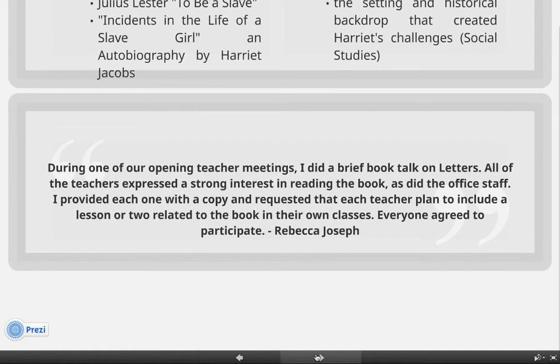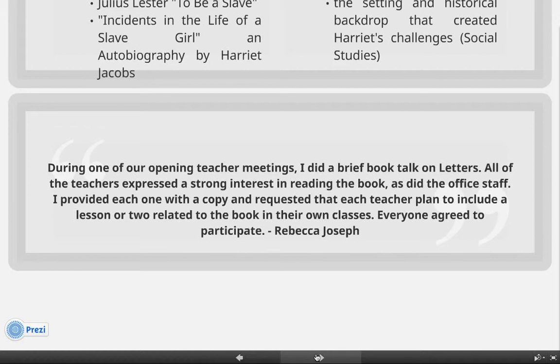Here's a quote from Rebecca Joseph: "During one of our opening teacher meetings, I did a brief book talk on Letters. All of the teachers expressed a strong interest in reading the book, as did the office staff. I provided each one with a copy and requested that each teacher plan to include a lesson or two related to the book in their own classes."